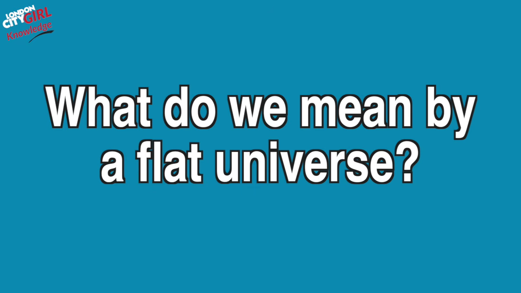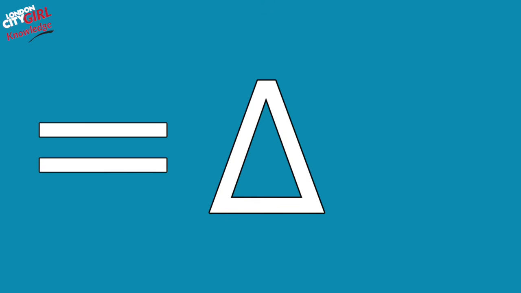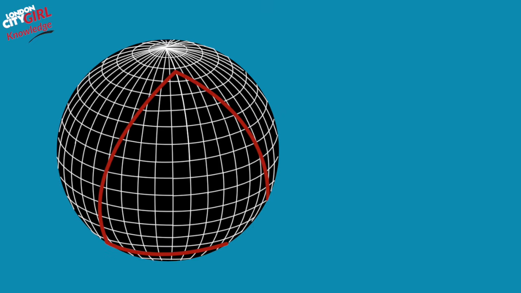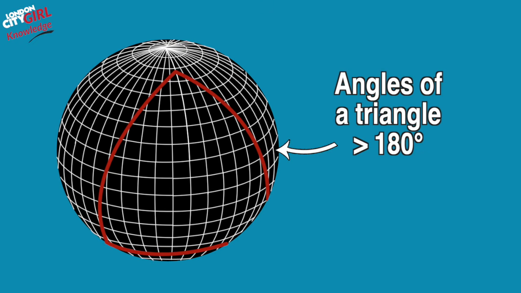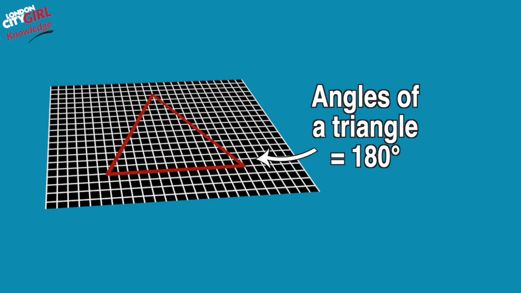What do we mean by a flat universe? When describing the universe as flat, it is not meant that it's flat in the same sense as a 2D shape is flat, but rather that the geometry of the universe is such that parallel lines will never cross, the angles in a triangle will always add up to 180 degrees, and the corners of cubes will always make right angles. In a closed universe, the angles of a triangle would be more than 180 degrees. In the open saddle-shaped universe, the angles of a triangle would add up to less than 180 degrees. And in the flat universe, as mentioned, the angles of a triangle would add up to exactly 180 degrees.